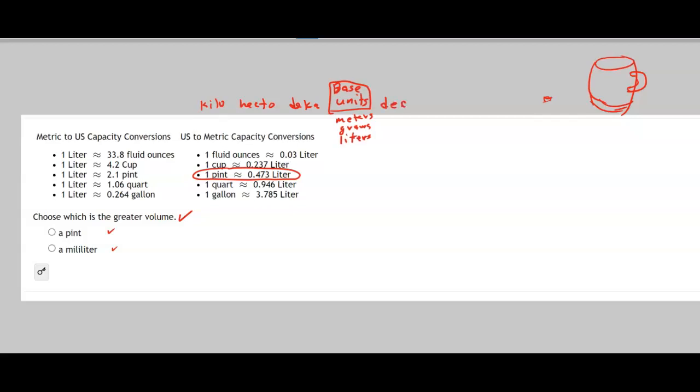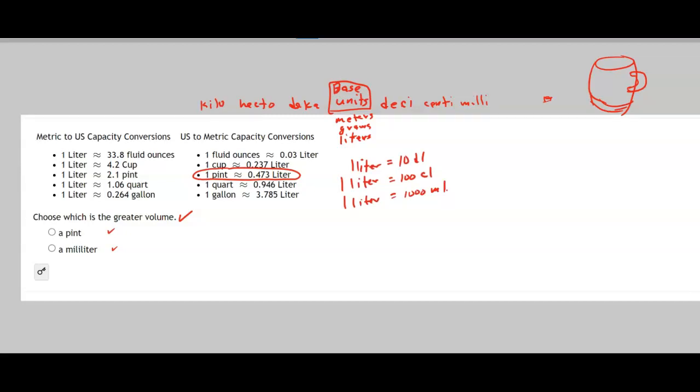Then we get these other prefixes: deci, which means a tenth; centi, which means 100th; and milli, which means 1,000th. So what that means is 1 liter is equivalent to 10 deciliters, and 1 liter is equivalent to 100 centiliters, and 1 liter is equivalent to 1,000 milliliters.